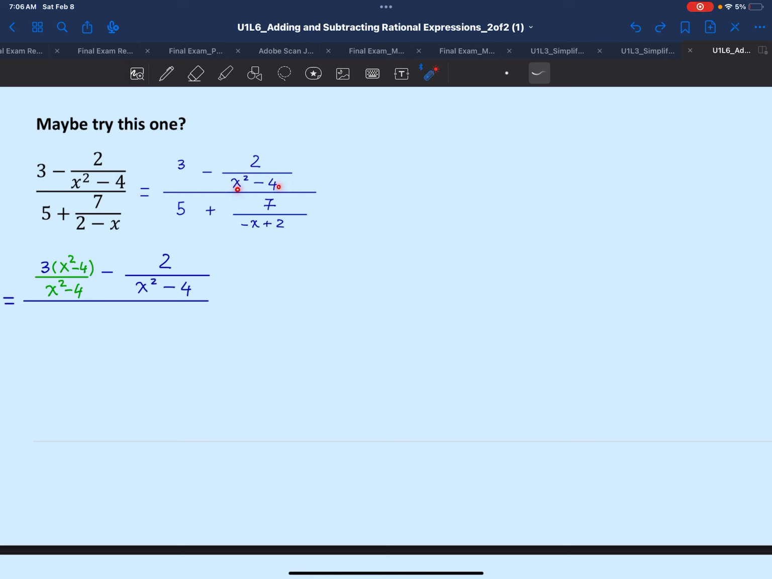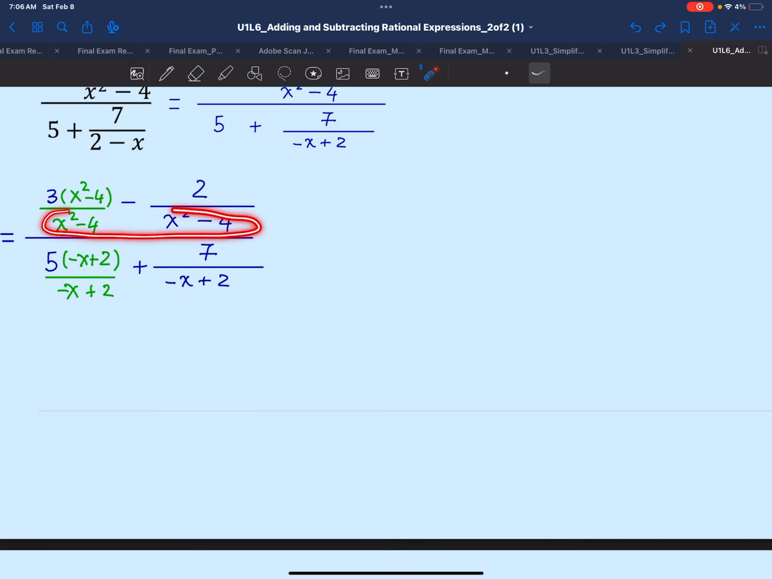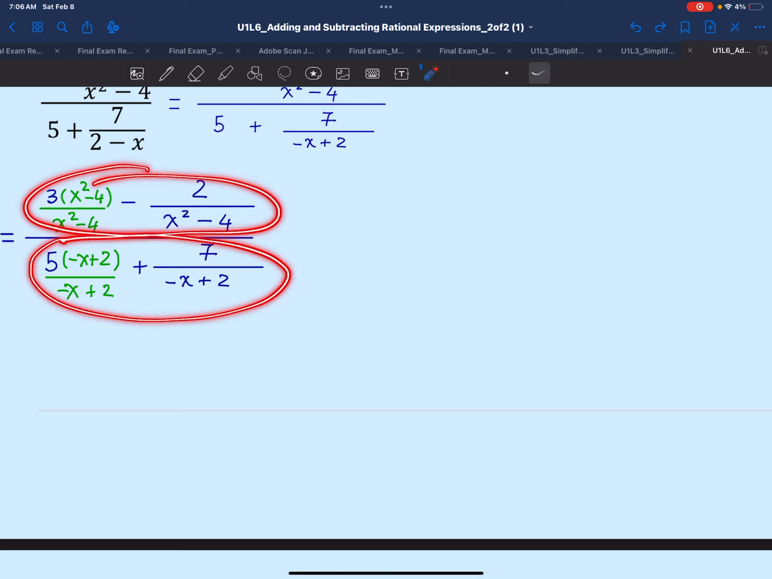We do not want to expand and simplify, not yet, until we have denominators the same, because we know that we need to combine the numerators. And then the same thing with the denominator, 5 will be multiplied by negative x plus 2, both numerator and denominator, so they have the same denominators and are ready to be added to each other. So 7 over negative x plus 2. Now that the denominators are the same, we can simplify each part of this big rational term.